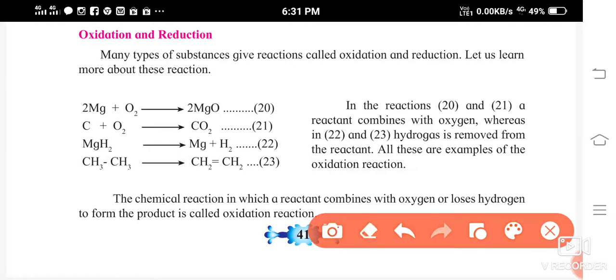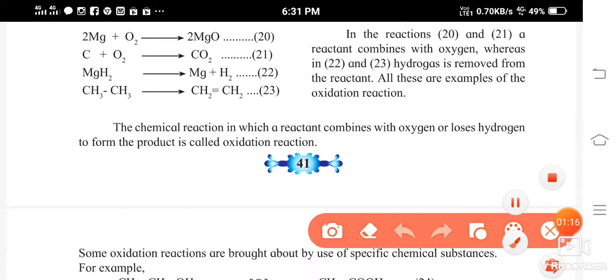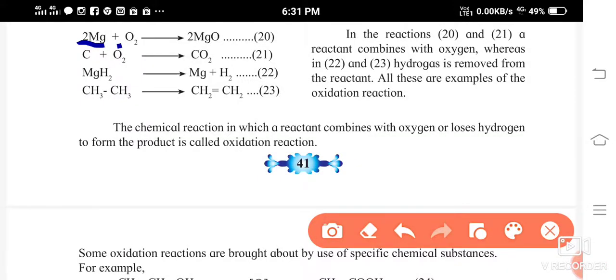Magnesium plus oxygen, I'll show it to you. Magnesium plus oxygen form magnesium oxide. Mg plus O2 forms MgO. C plus O2 forms CO2. In both of these reactions, you can observe one common thing.